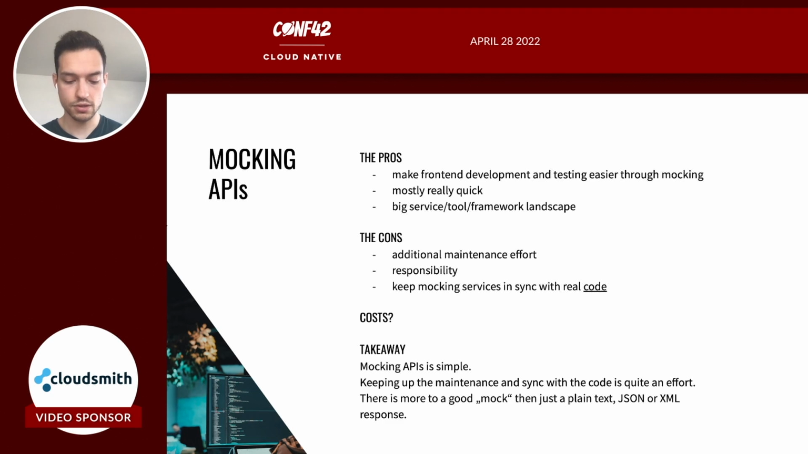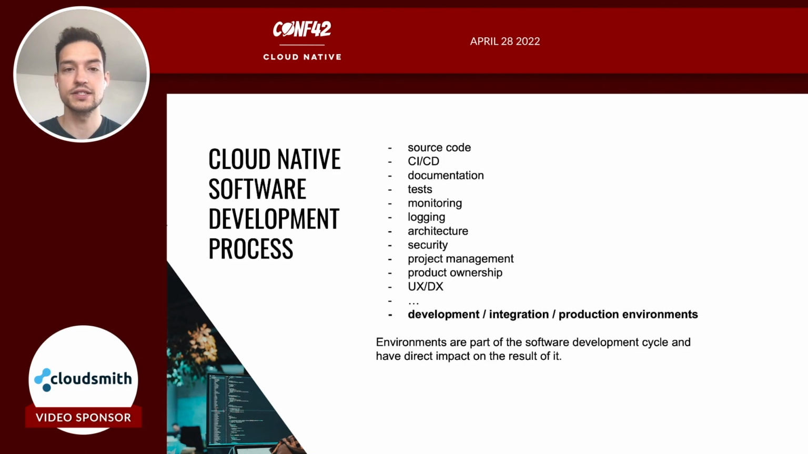What we did is we went back and looked at our software development process, or even in the context of cloud native software development, the cloud native software development process. There are quite some things involved, of course. You have your code with your code style guide, and you have a CI/CD process, you have your documentation, the tests, monitoring, logging, you name it. There are lots of things involved when it comes to developing good cloud native software.